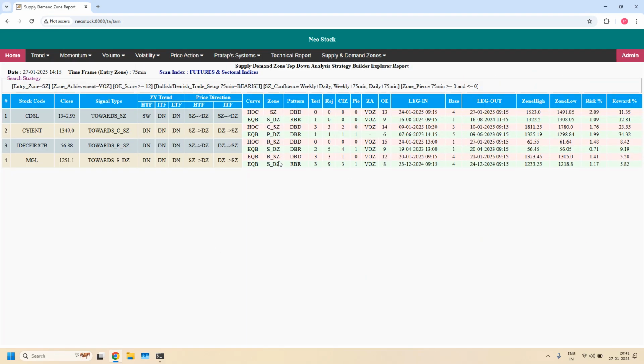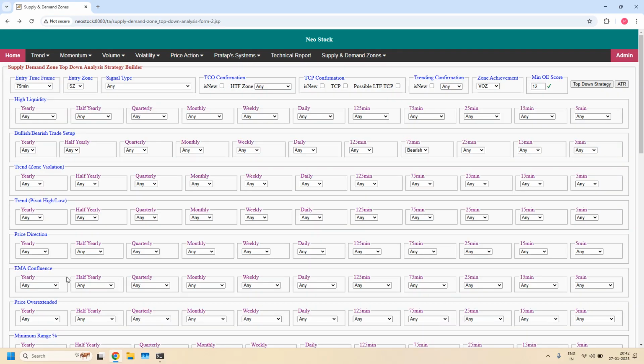In these 4 stocks, these 75 minute supply zones are part of the daily supply zone. Both together are again part of the weekly supply zone, and the weekly trend is down in the second, third and fourth stocks. If any of these 3 stocks are having weekly EMA confluence, they are even more high probability trade setup supported stocks. Let's verify. In the EMA confluence, weekly time frame, weekly supply zone having weekly EMA confluence, and the trend on weekly should be downtrend, bearish trade setup.